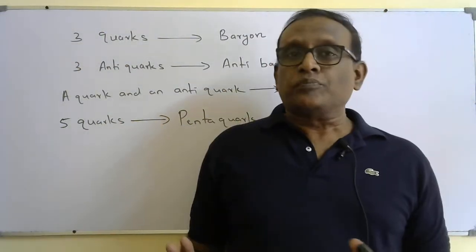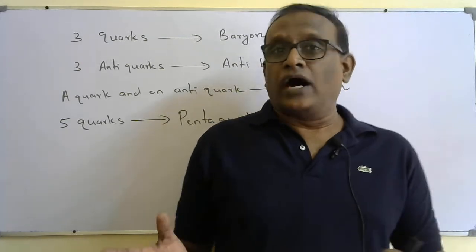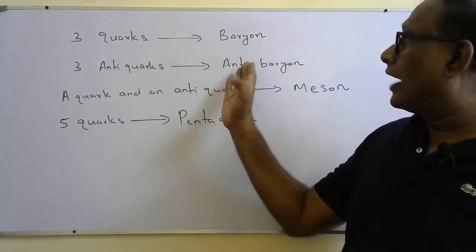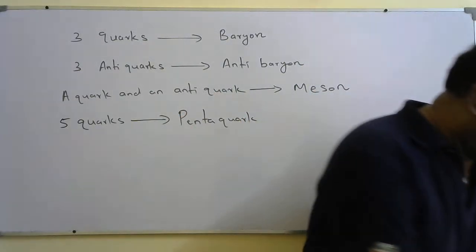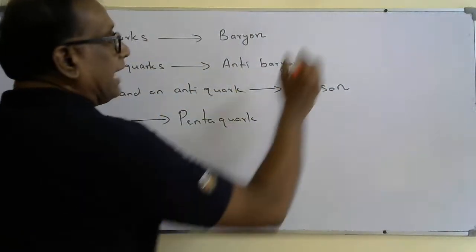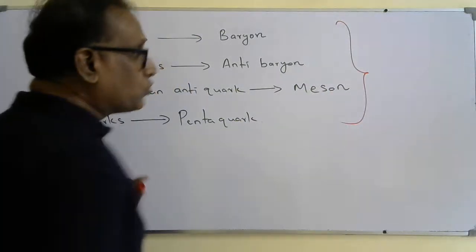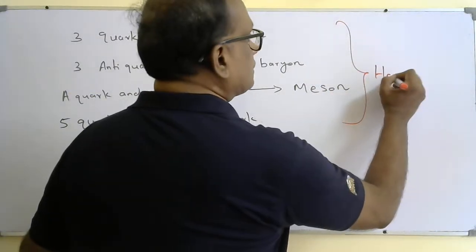So any group of particles which consists of quarks, it could be a baryon or antibaryon or meson or pentaquark, is generally called a hadron. Any particle that consists of quarks is called a hadron.